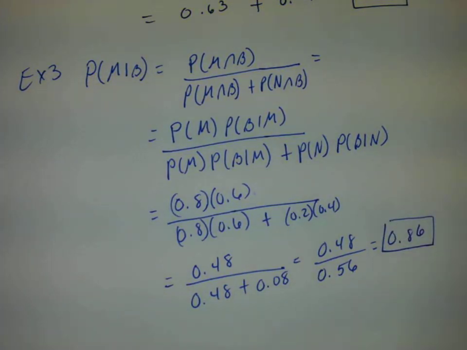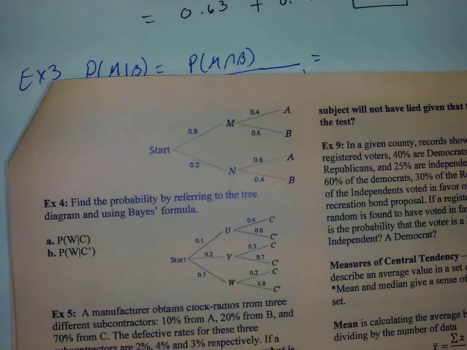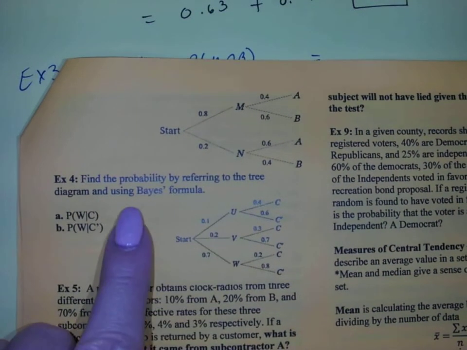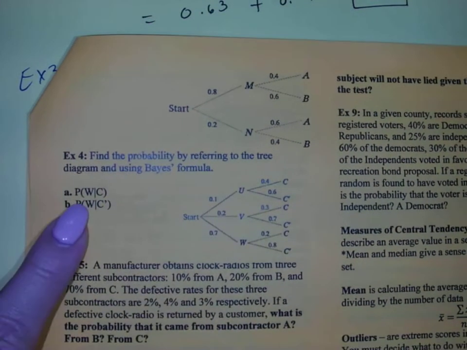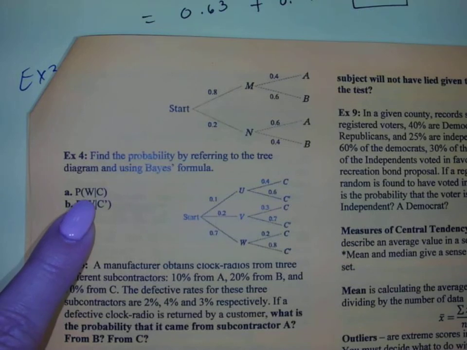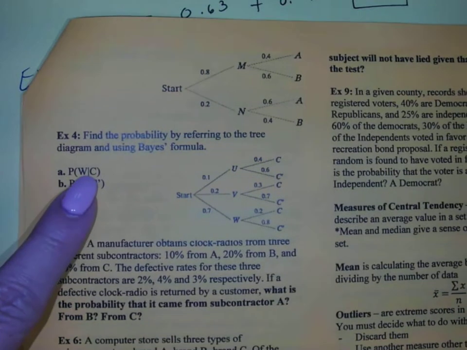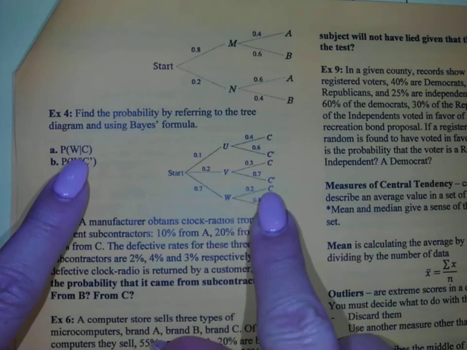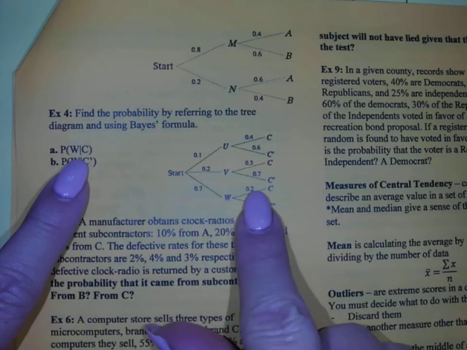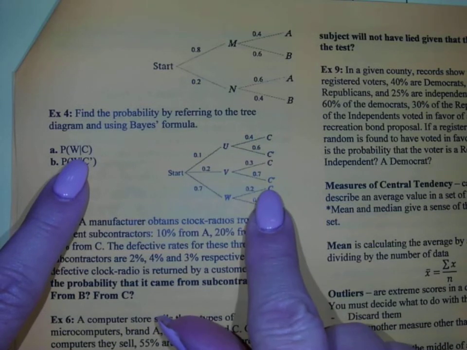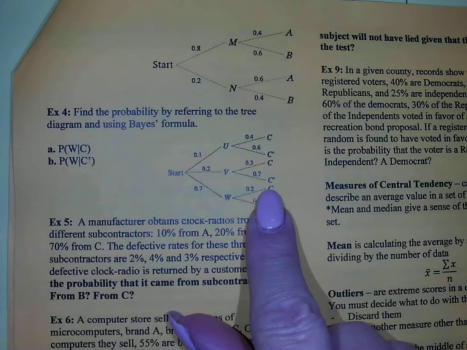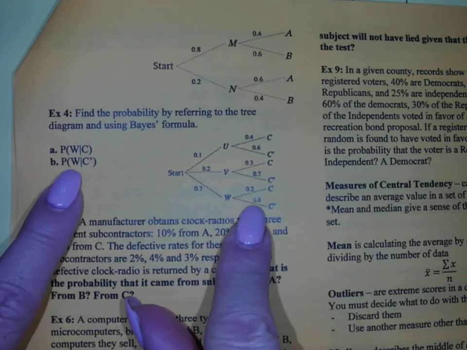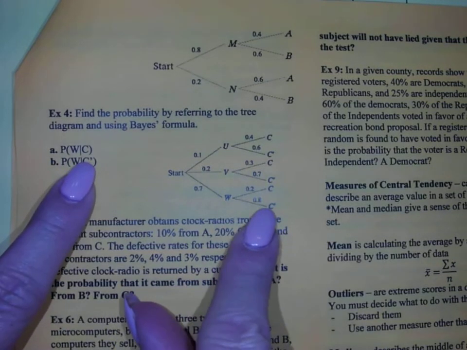All right, example 4. So find the probability by referring to the tree diagram and using Bayes' formula. So here we're going to do the probability of W given that C occurred. So we've got these two values here. And then next we'll do W, given that C complement, basically is what that means. That little apostrophe is the complement occurred.